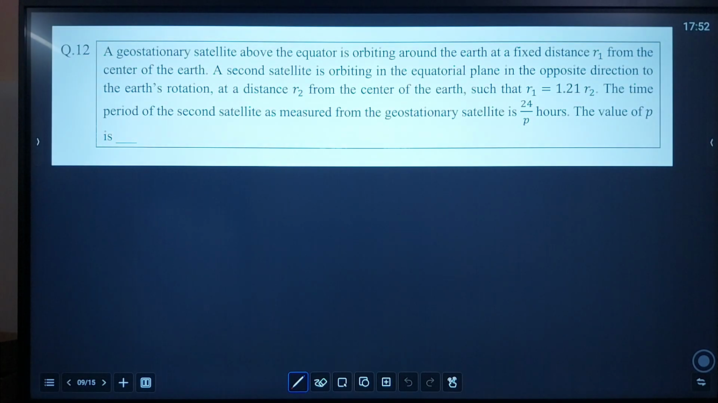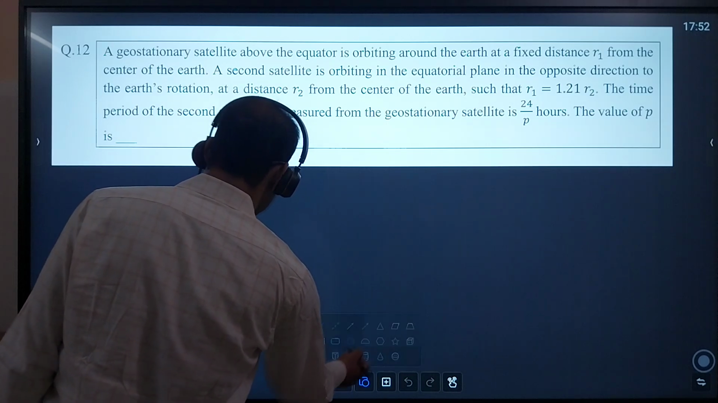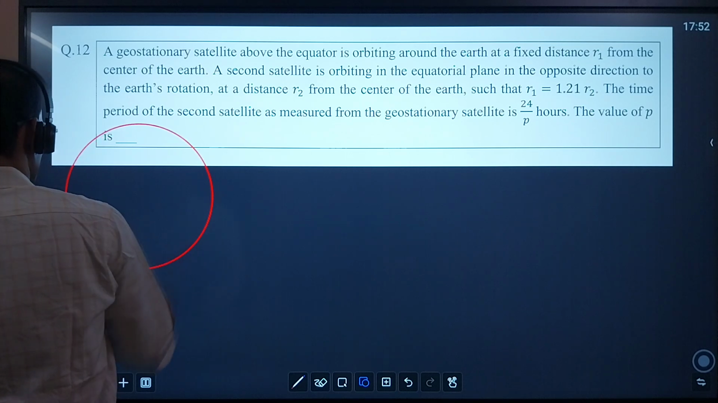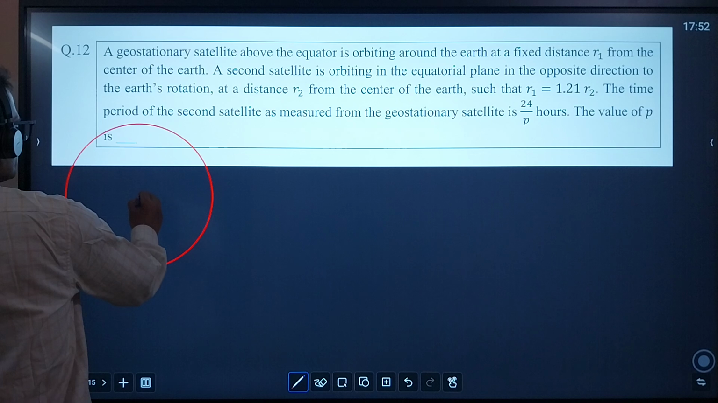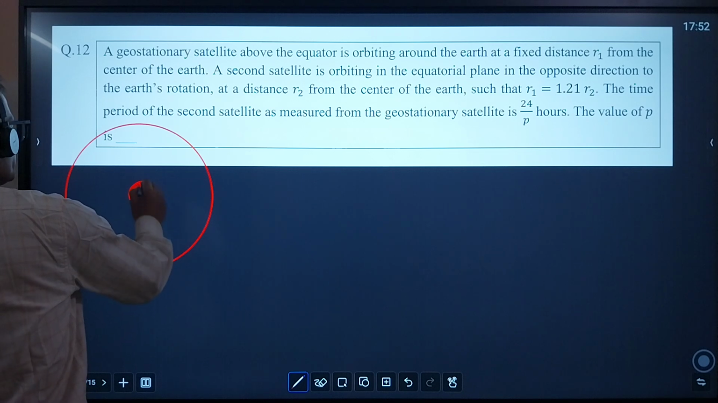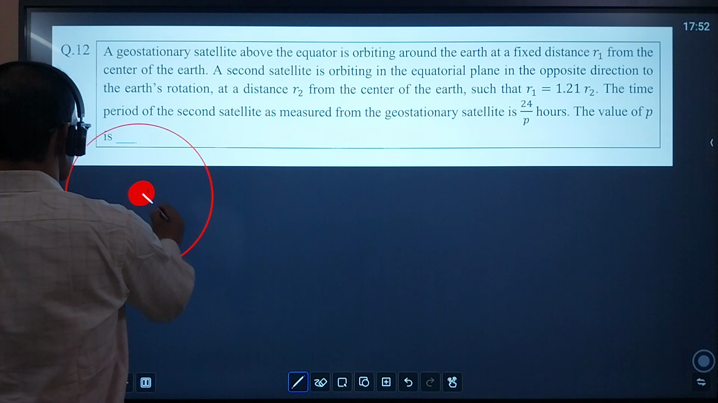Okay, this question is slightly easy, because this kind of question we actually do in the classrooms. So we have earth here. Let us make earth spherical. We have earth here, and from earth we have a geostationary satellite.